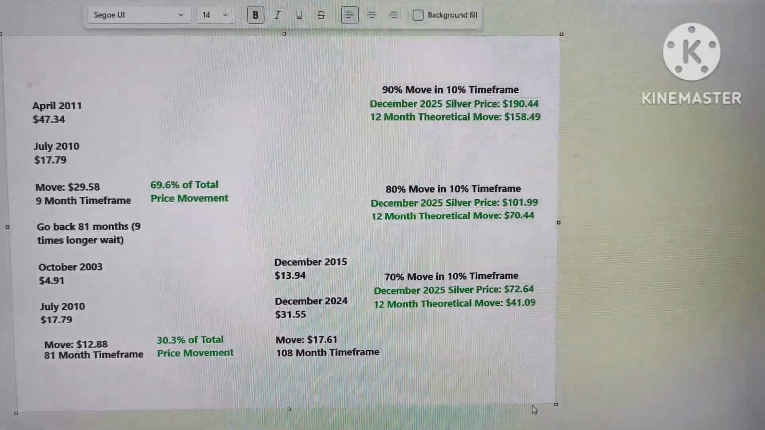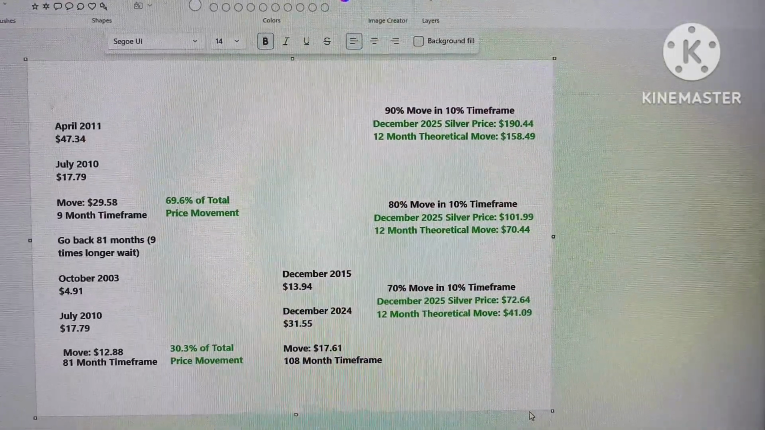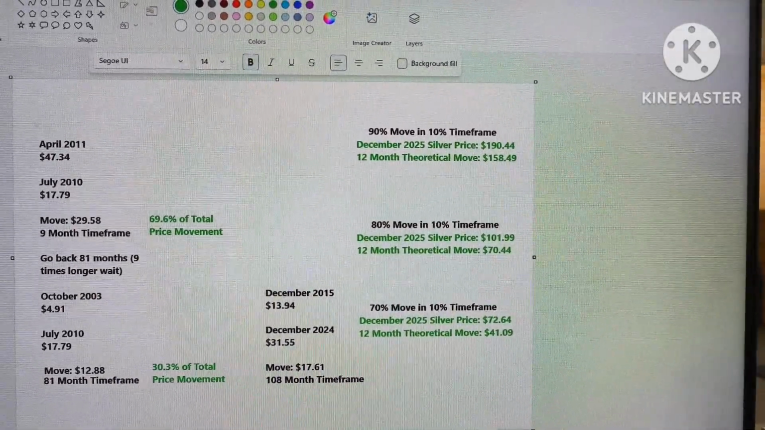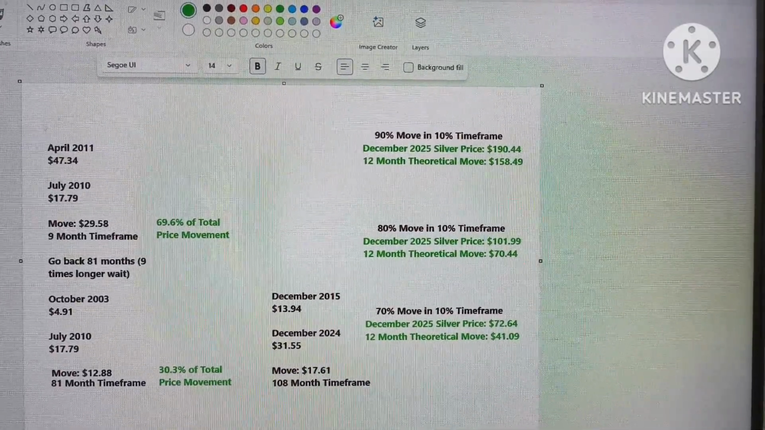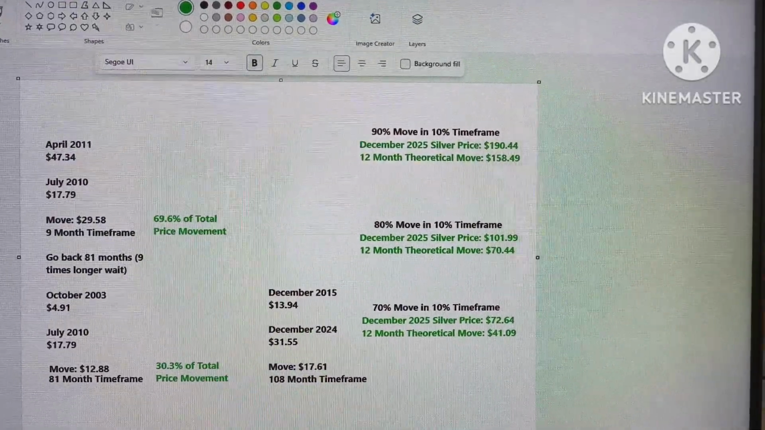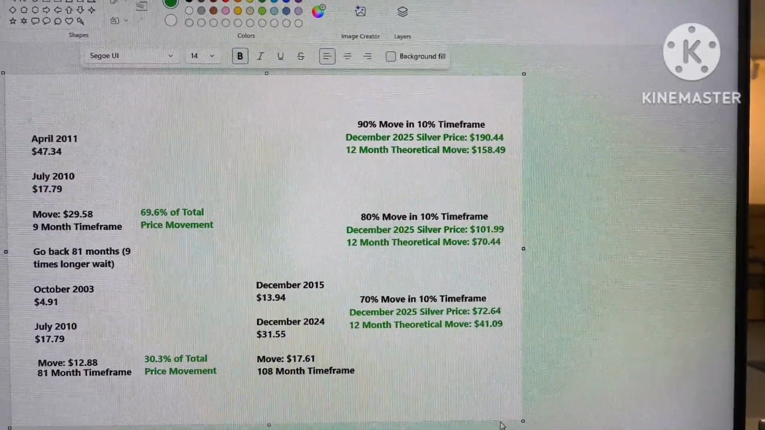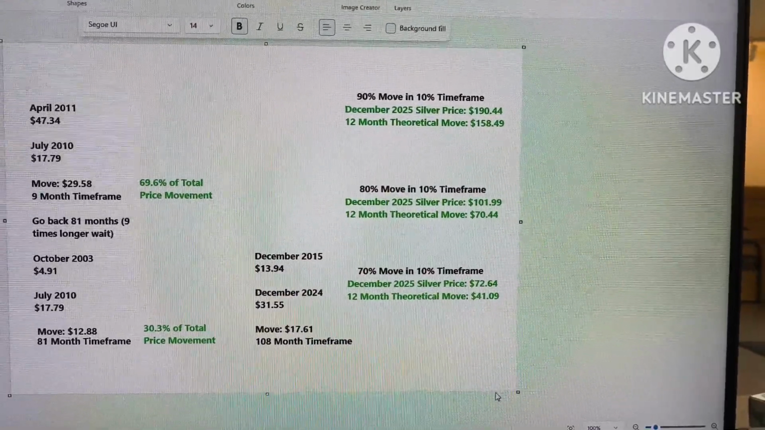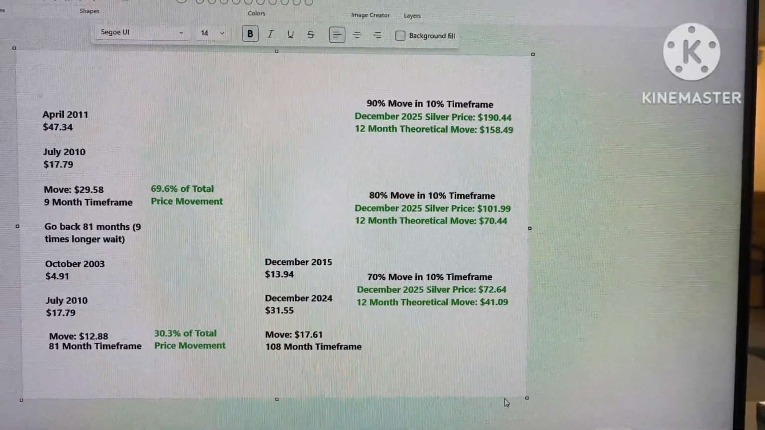And while we didn't see the 90-10 pattern emerge, we did see a very lopsided pattern where you had a very long period of slow growth, the 81-month period down there at the bottom, where you saw about 30% of the total movement in the price to the spike high, and then a very short period in the 9-month time frame where the price spiked, had almost 70% of the total move. And that's where you get these hockey stick shaped patterns at the very end, where you get a long base and then a big spike up.